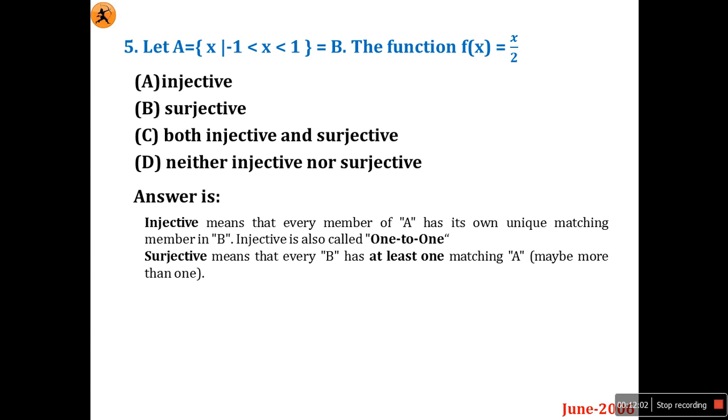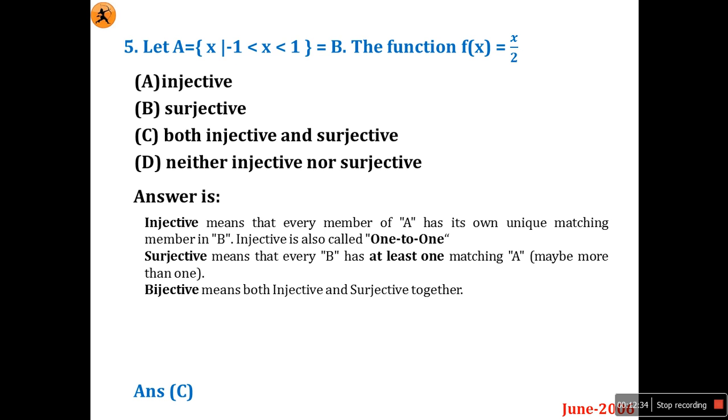Definitely it holds because A is equal to B. Looking at this, it should be a bijective function. It holds good for both one-to-one and onto, because A is equal to B, so it should hold both conditions. So the answer is bijective function, both one-to-one and onto. Okay, I hope your doubts are cleared.